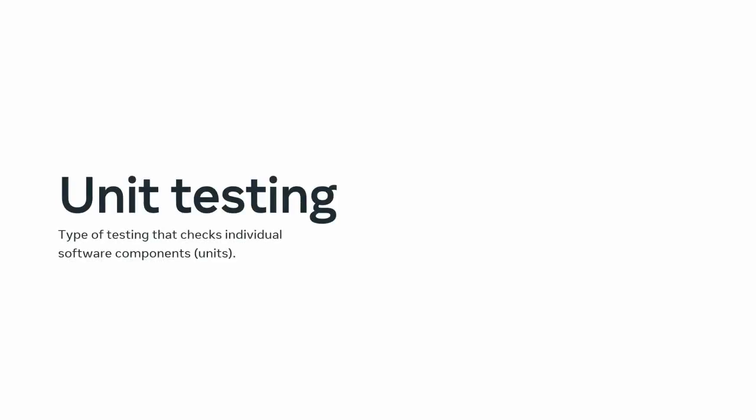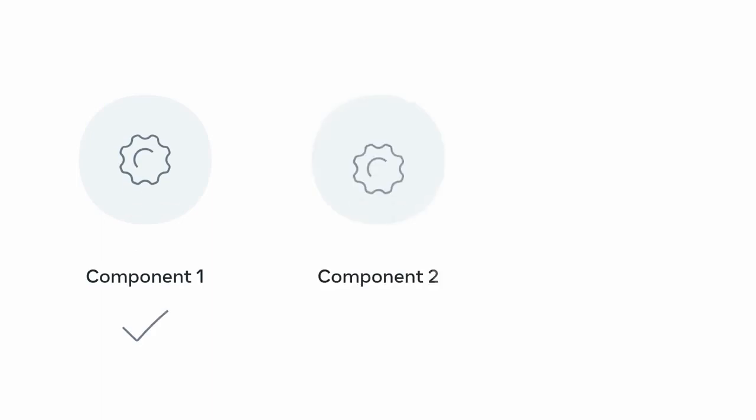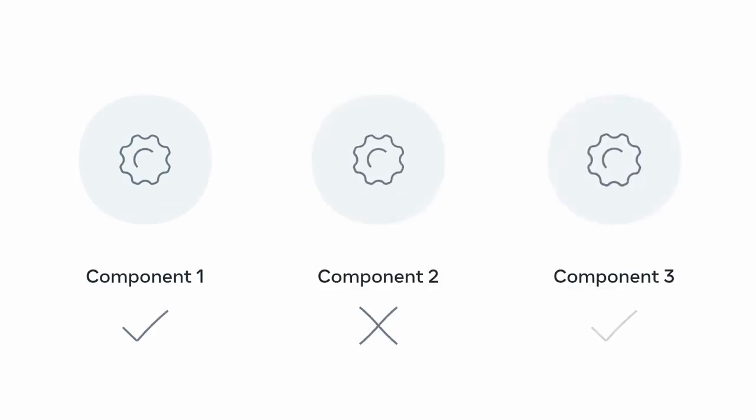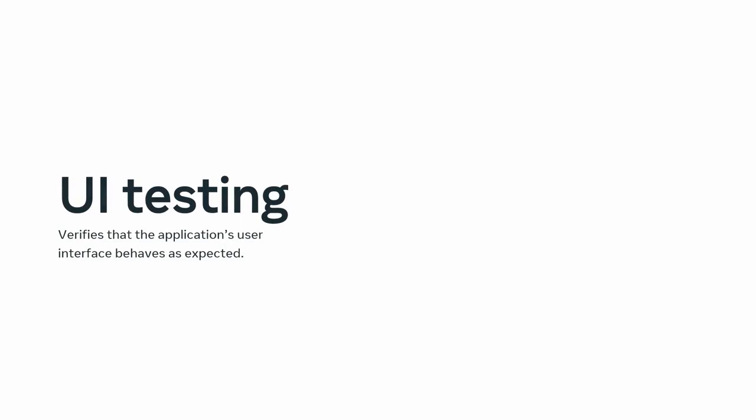Let's start with unit testing, which is a type of testing that checks individual software components, known as units. The aim is to determine whether the components behave according to the requirements. This type of testing is done programmatically by the developer. UI testing, on the other hand, verifies that the application's user interface not only behaves as expected, but also empowers users to make the most out of it with the least effort.